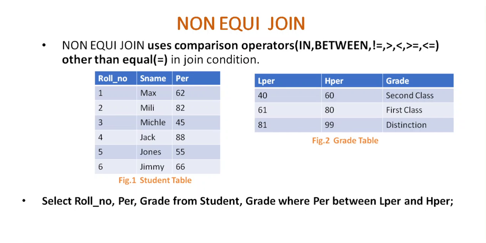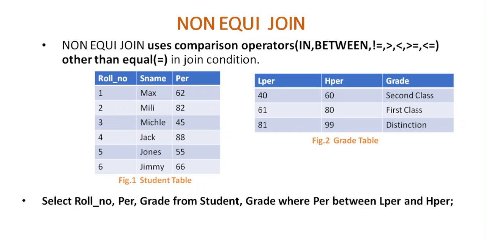So I have written the query: select roll number, percentage, grade from student, comma, grade, where. Here you can use the where clause because we are not using any join keyword. Where percentage between low percentage and high percentage. Here we are specifying the condition. We are comparing attributes from both tables, but we are not using the equal to sign. Other than equal to, you can use any comparison operator.